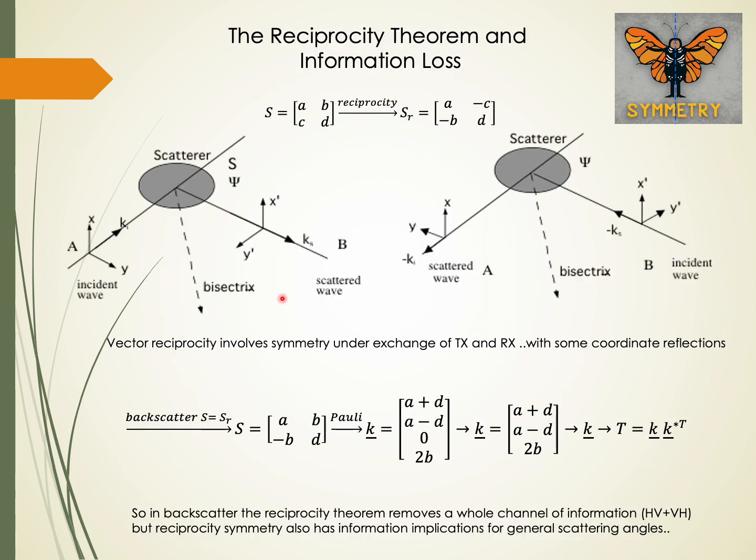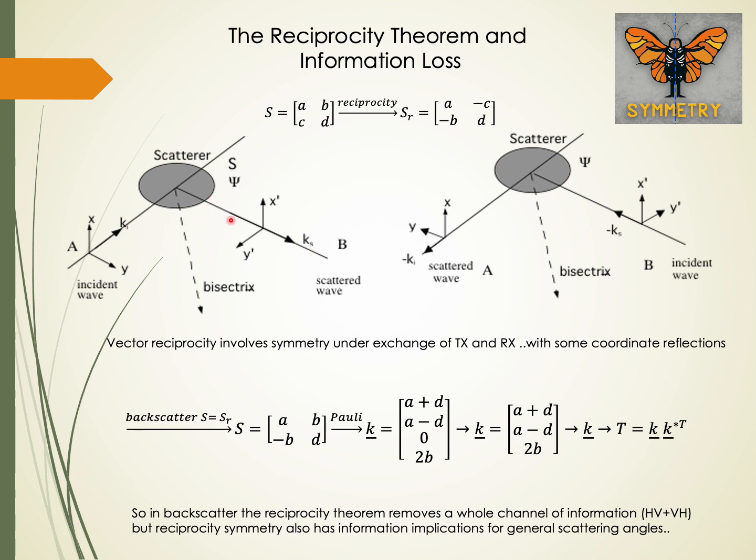Here is our first example of symmetry destroying information via what is called the reciprocity theorem. Now, this theorem itself relates two problems shown here left and right. The reference one is shown on the left. An incident wave is scattered by some general object, and we observe the light scattered in a direction B.